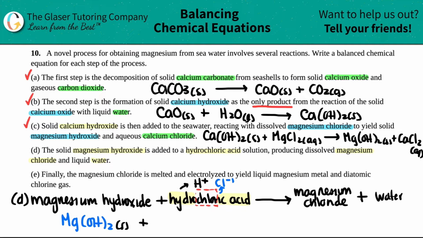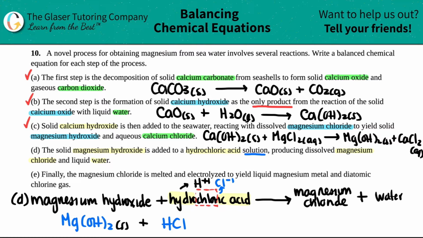So hydro-blank-ic acid, not all the time, tells you that it's a 1-for-1. Sometimes you will have 2 hydrogens, but you can do the crisscrossing here. That totally works. But if you see here, I have 1-for-1, so I just need 1 hydrogen and 1 chlorine. So HCl.